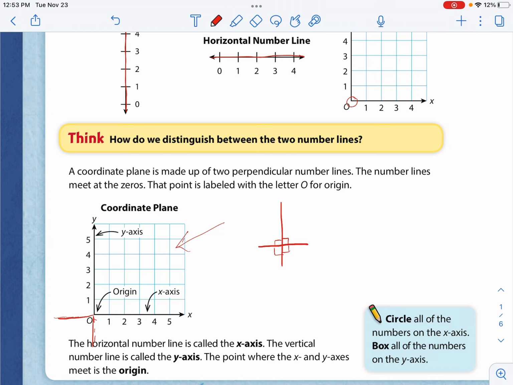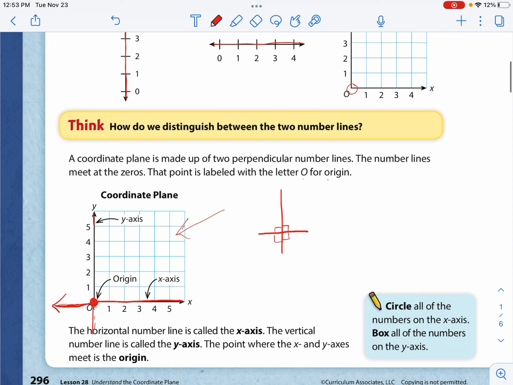The number lines meet at 0, 0, right here. And that point is labeled with the letter O for origin, like a 0, O. The horizontal number line is called the x-axis. So the number line that goes this way and also continues on that way is called the x-axis. And then the y-axis is the vertical. Now, when we say the alphabet, X comes before Y. So you're going to want to remember that as we go through this quick little lesson.